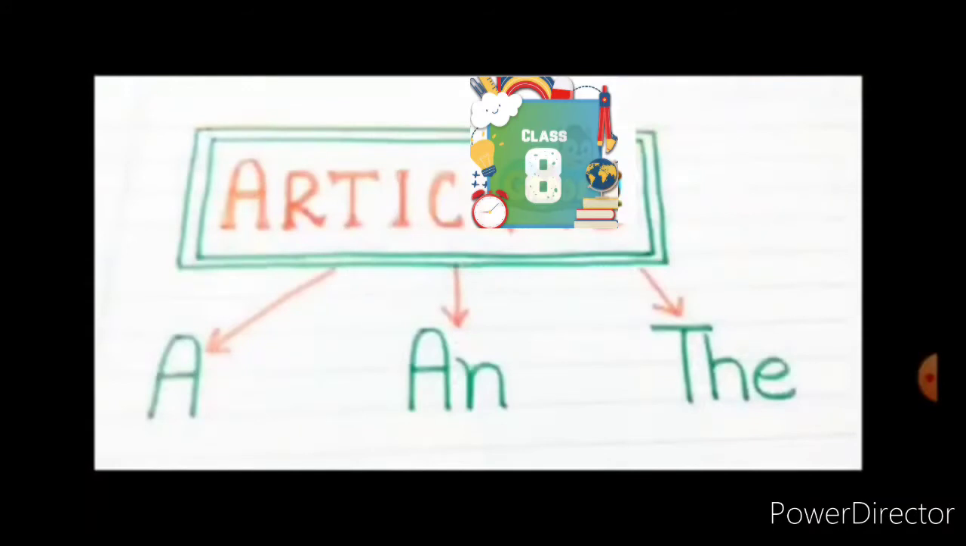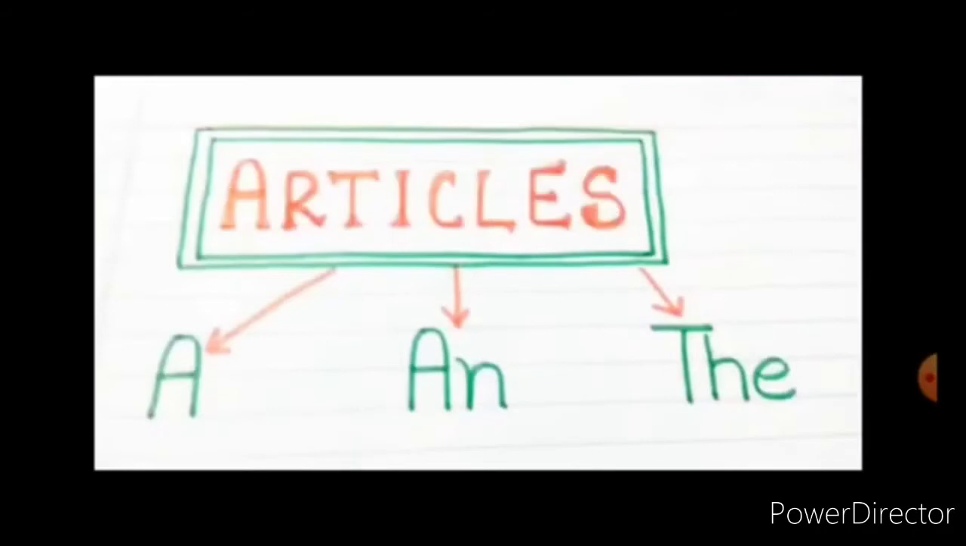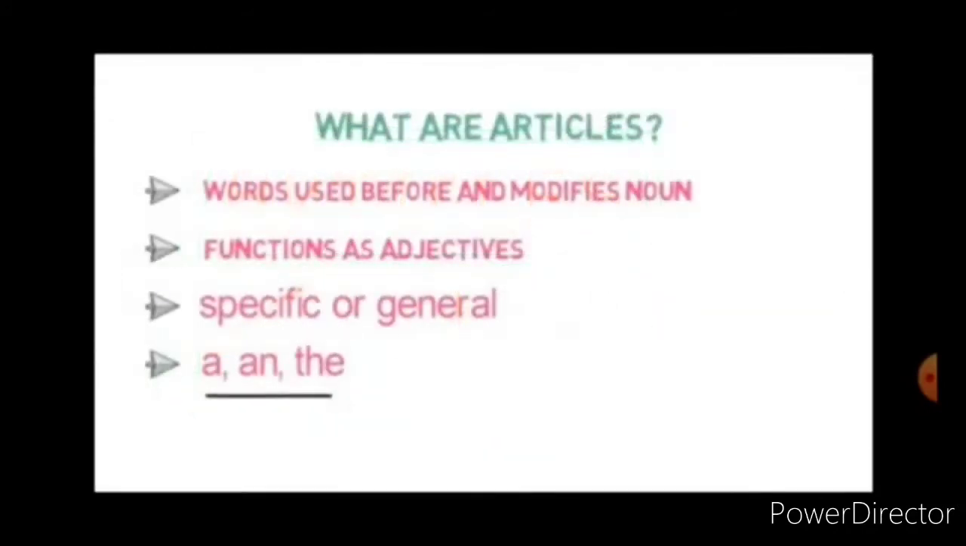Children, we have seen articles, types of articles, and also their rules one by one. Now we are going to see some more examples of each article. The three articles in English are a, an and the. First, let us see what articles are. Articles are words used before and modifying a noun. The article functions as an adjective, and represents specific and general things in a sentence.